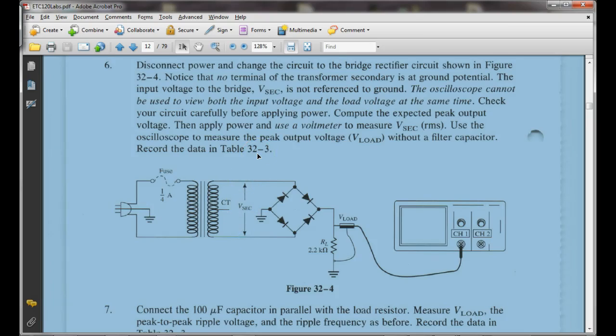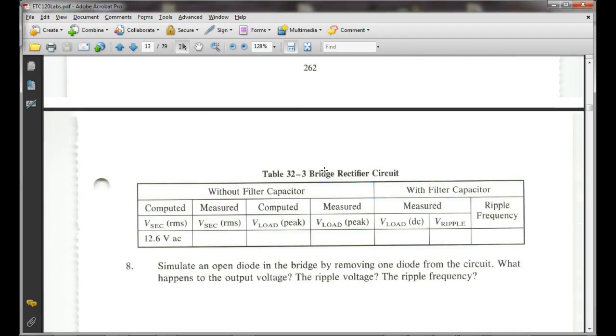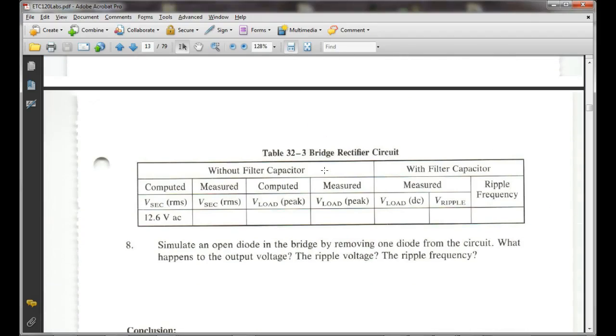But I don't think they ask you for the secondary voltage. I don't think they do. No, what they do is they ask you to measure it, but this is in what? This is in what? This is an RMS.